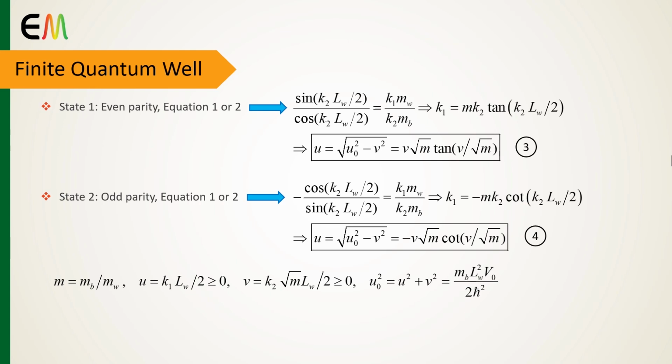Also, U, V, and U0 are defined as these relations. The total number of bound states may be found by dividing the maximum possible normalized wave vector, meaning U0, by the width of a branch and rounding this up to the nearest integer.